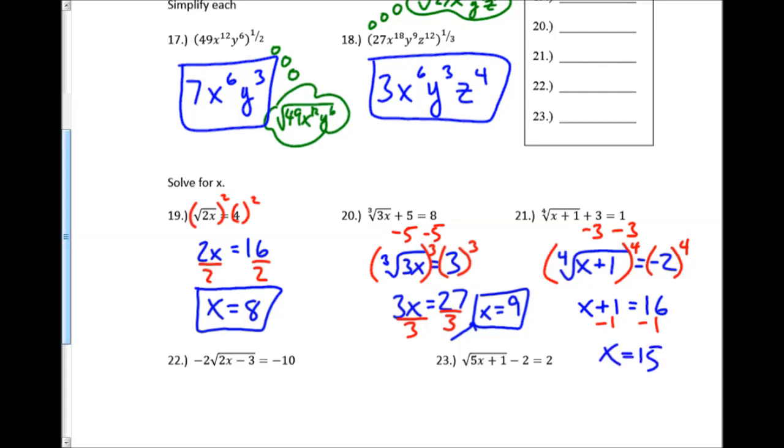And of course, I plug it back in to make sure that it works. So 15 plus 1 is a 16. The 4th root of that is 2.